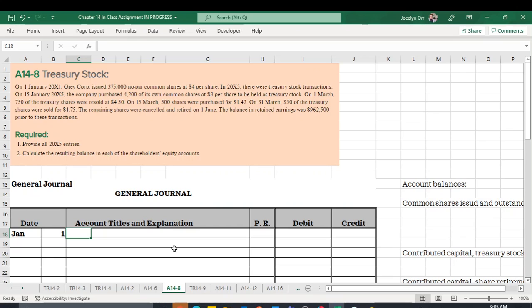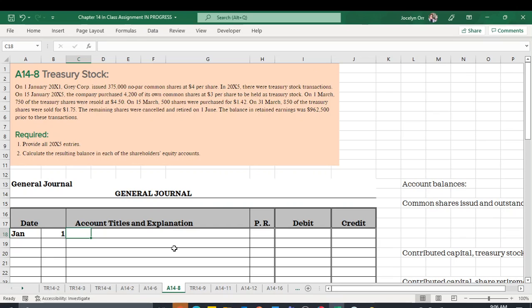So on January 1st, we have the issuance of 375,000 no par common shares. In 20X5, there were treasury stock transactions. So we had one on January 15th where we purchased some treasury stock, March 1st where we sold some treasury stock, March 15th where we made another purchase, the 31st where we sold some more, and then on June 1st when we retired the shares. So we have the starting balance for retained earnings, and we're going to provide all the 20X5 entries.